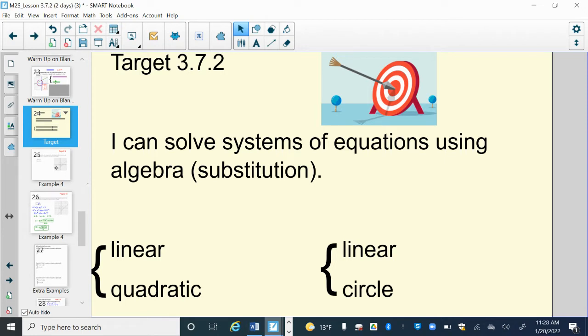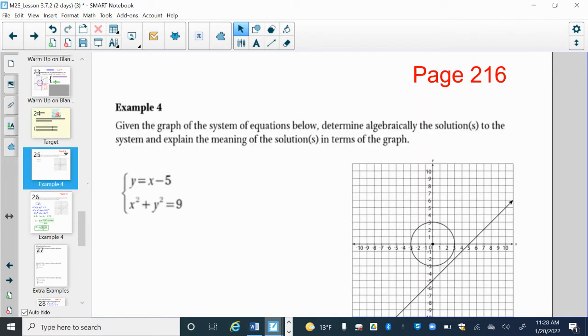So if you guys can, let's go back into that section we were working in yesterday. And you're going to have to verify these page numbers. This is an older notebook that I had, so I'm not positive that these page numbers are correct, but we're looking at example 4. Again, we're in section 372. Okay. So find this page, please. And then the question says, given the graph of the system of equations below, determine algebraically the solution to the system and explain the meaning of the solution in the terms of the graph.